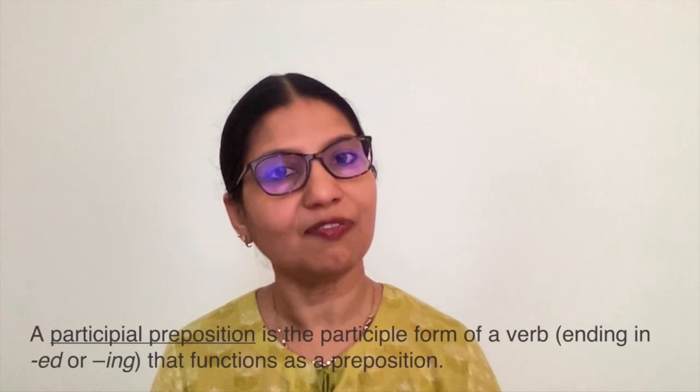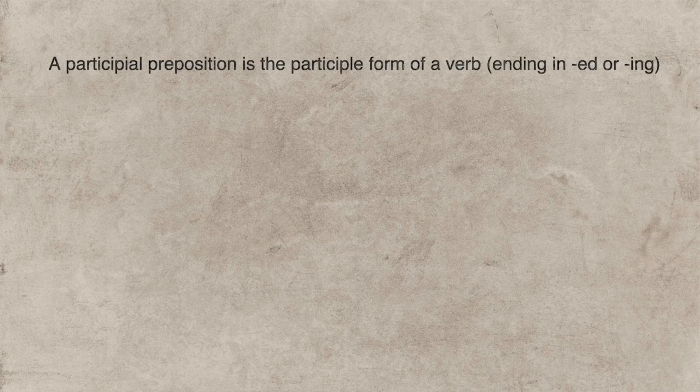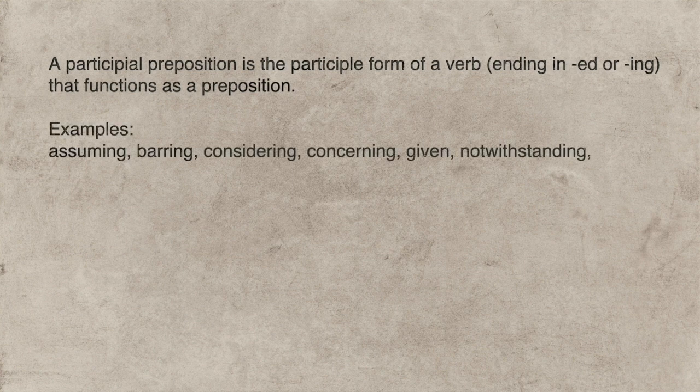The last type is participial prepositions. Here, the participial form of a verb functions as a preposition. You know that a participle may be a present participle that ends in ing or a past participle that ends in ed. Let's have some examples of participial prepositions. We have assuming, barring, considering, concerning, given, notwithstanding, and so on.